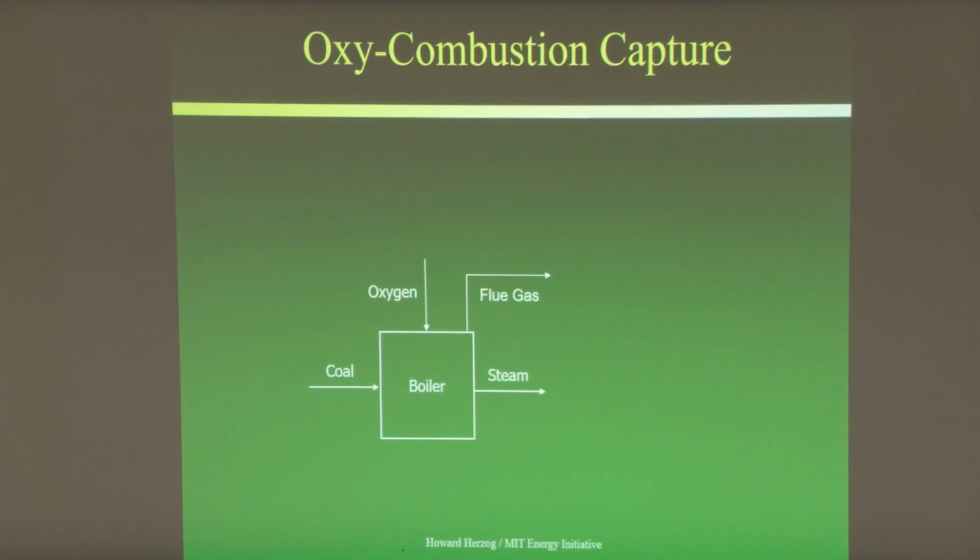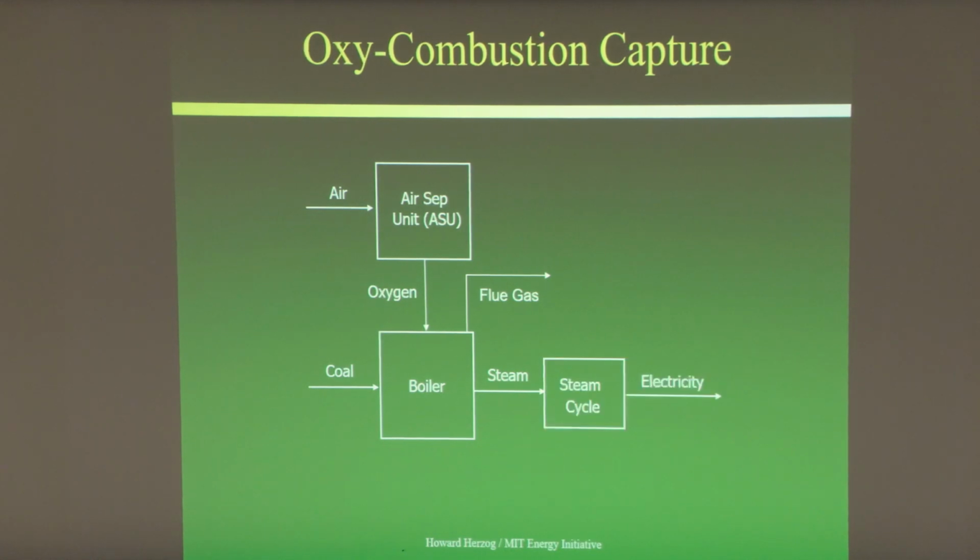Once again, we have a boiler, but instead of air going in, we're putting in oxygen. We do use air, but we have the air separation units. Once again, we have a steam cycle to make electricity, and our flue gas, we can clean it up, and I'll go through some of the options of cleaning that up. And we have CO2. We don't need a separate CO2 recovery unit.